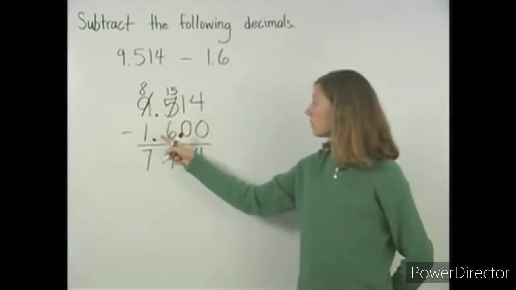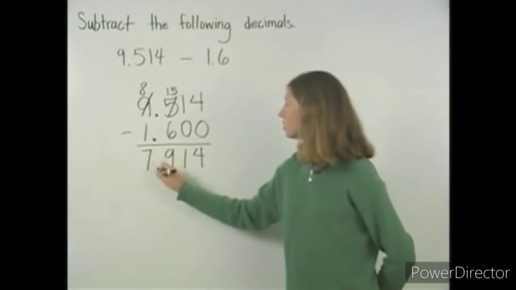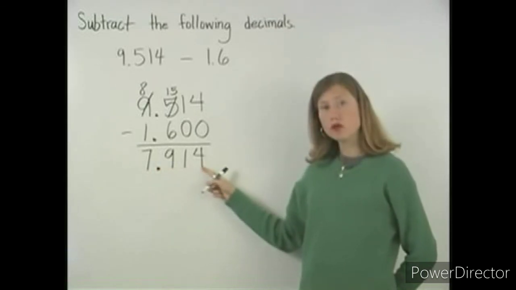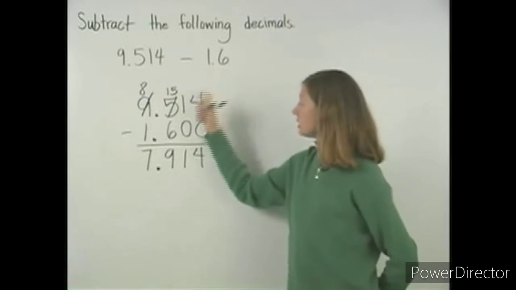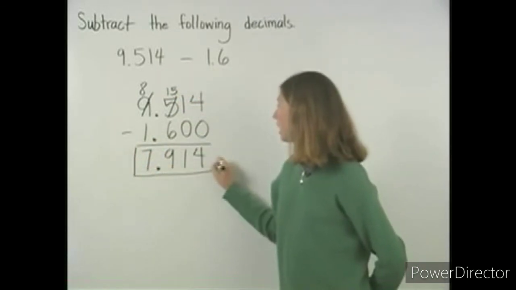Finally, remember to bring down the decimal point. So we have 7.914. So 9.514 minus 1.6 is 7.914.